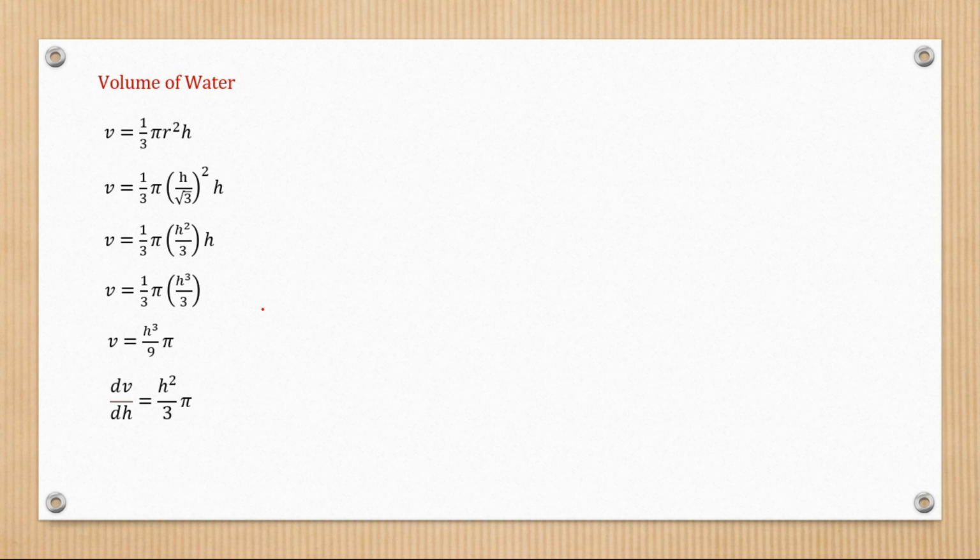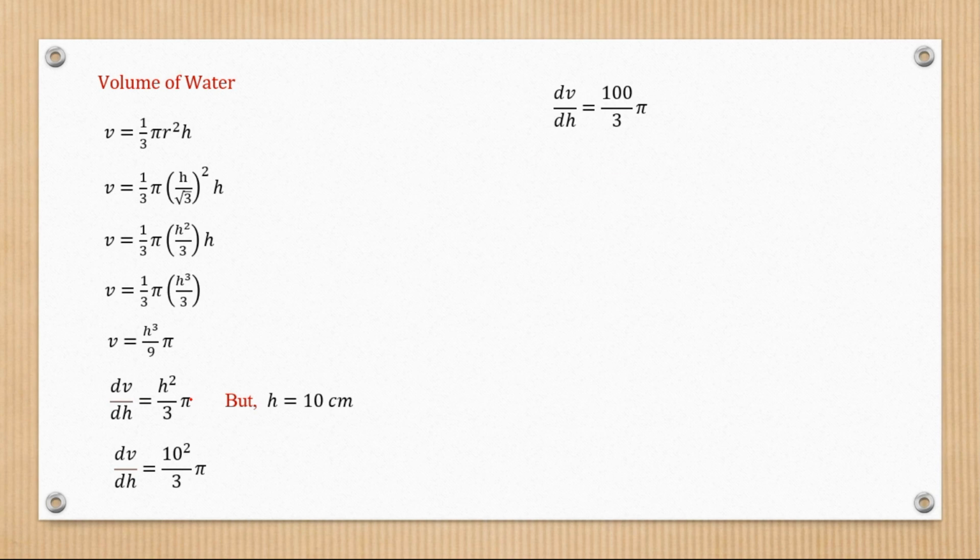If I differentiate this with respect to h, I'll have h squared over 3 pi. But remember that h is 10, so we're going to plug that in and I have 10 squared over 3, which is equal to 100 over 3 pi. So that shall be my value of dV/dh.